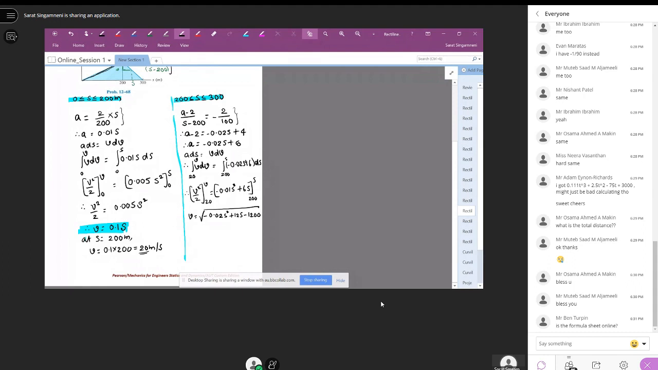The formula sheet. I cannot do it there, so I will upload it online just after the session. Okay, let me note it down so that I don't forget. Any other question?